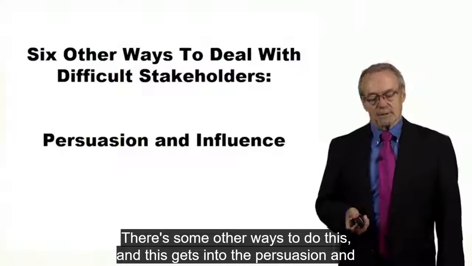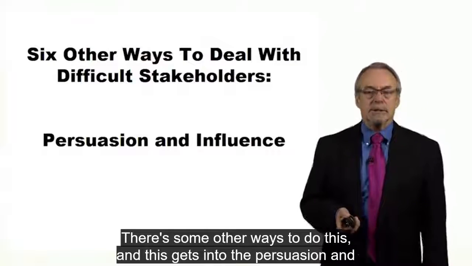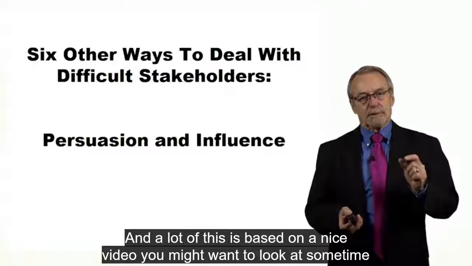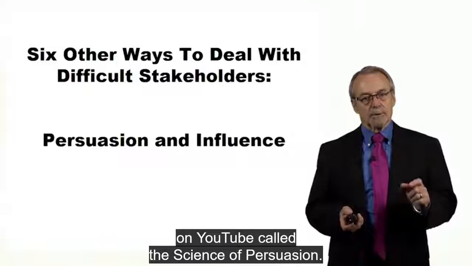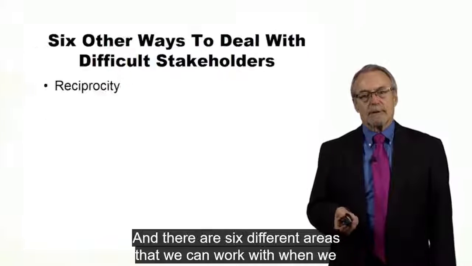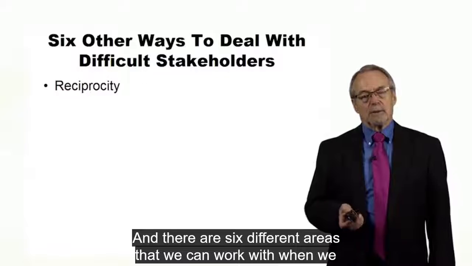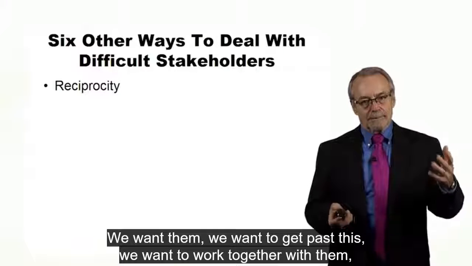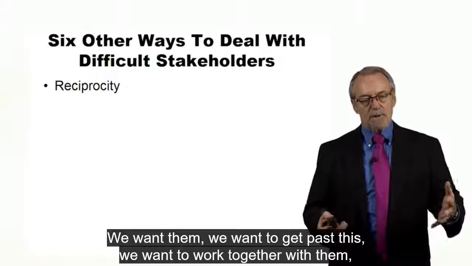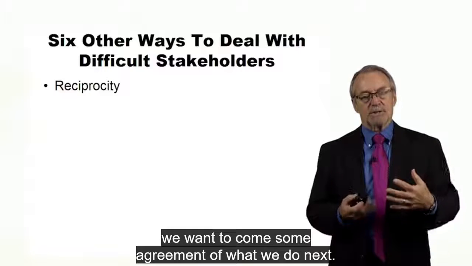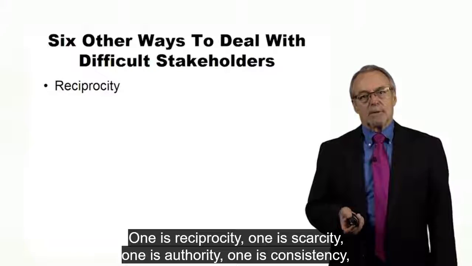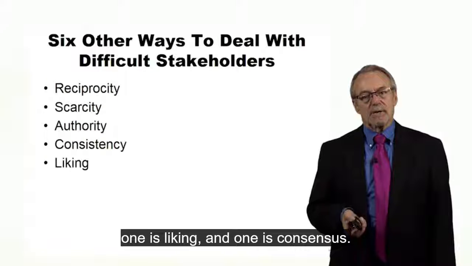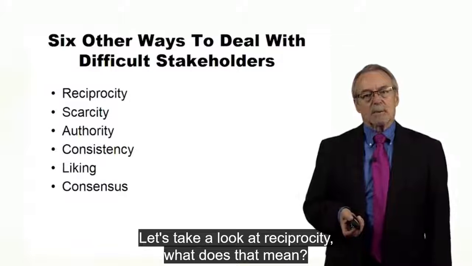There's some other ways to do this, and this gets into the persuasion and influence area. A lot of this is based on a nice video you might want to look at sometime on YouTube called The Science of Persuasion. There are 6 different areas that we can work with when we run into difficulties with people. We want to get past this, we want to work together with them, we want to come to some agreement on what we do next. One is reciprocity, one is scarcity, one is authority, one is consistency, one is liking, and one is consensus. Let's take a look at reciprocity.